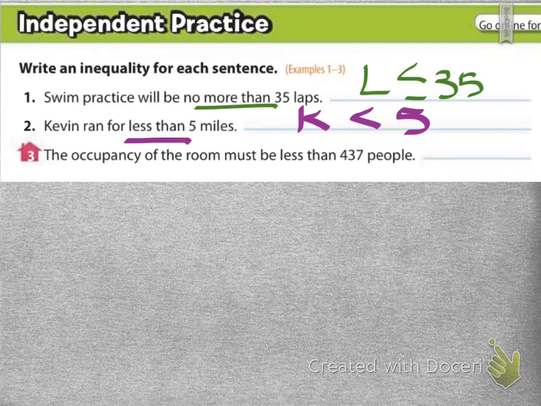Less than. And then the very last one here, the occupancy of a room must be less than 437 people. So we're going to say P for people and 437. And then if it must be less than, is it going to include? Like, can you have exactly 437 people? No, they want you to have less than that many. So it's going to be less than, not equal to. I mean, why don't they just say 436 and less? I don't know.